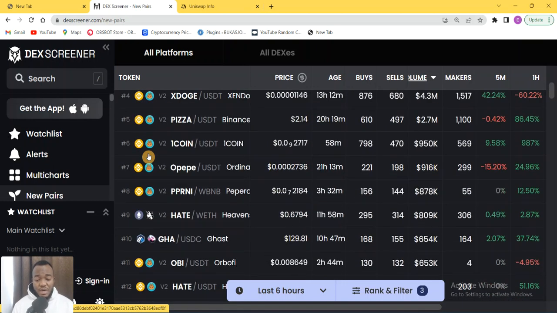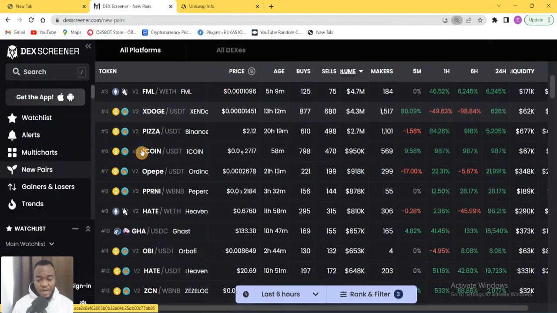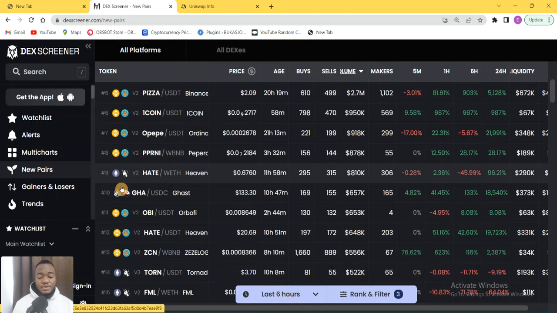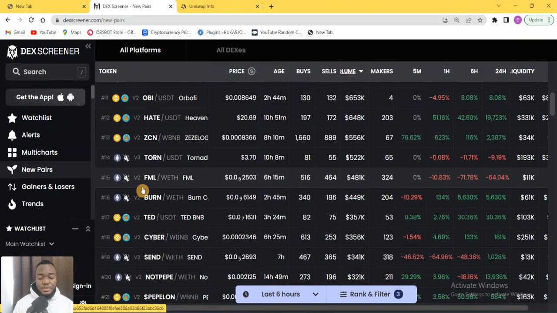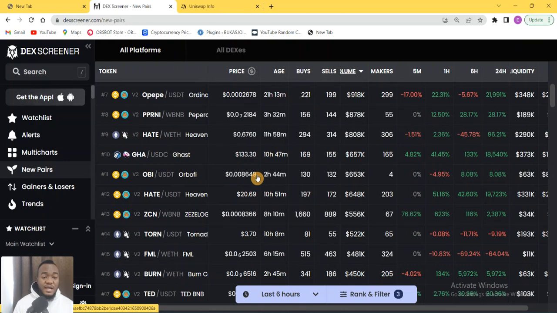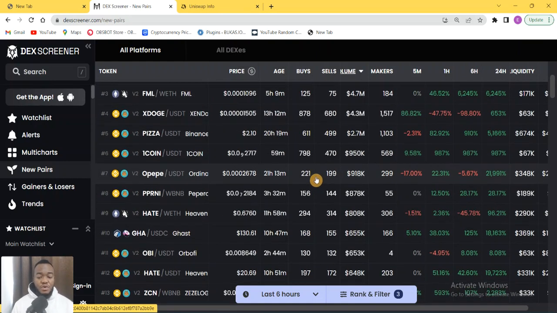Different layer 1 and layer 2 chains. There is one thing about layer 1 tokens, the ones created on Ethereum: the gas fee is way higher. But the ones created on layer 2 blockchains like Arbitrum, Aptos, Osmosis, and ZK Sync, you can actually sell easily. The gas fee is not much compared to the one I just showed you.